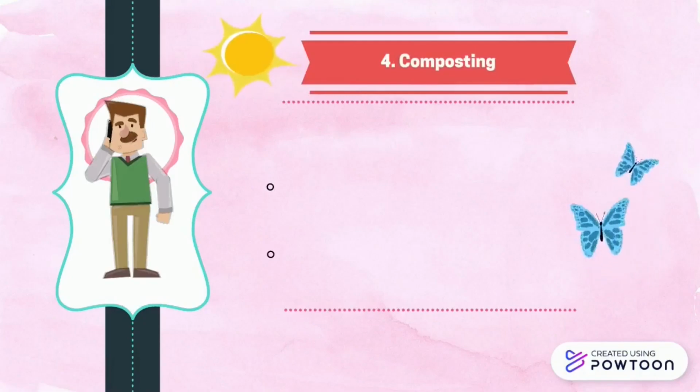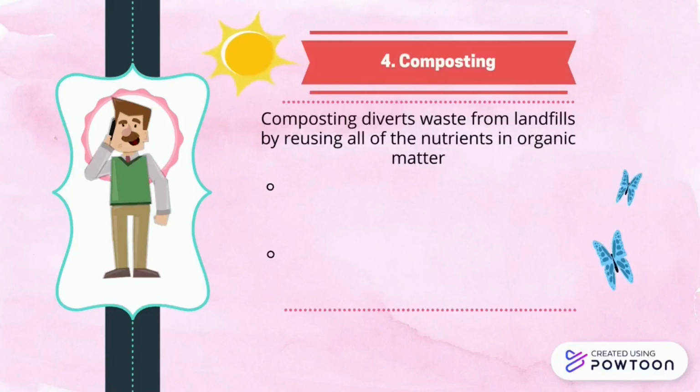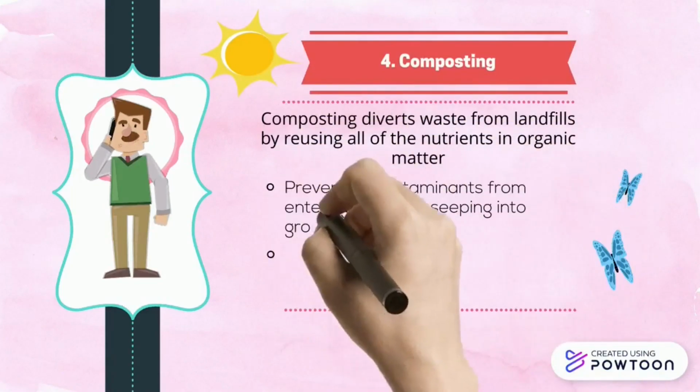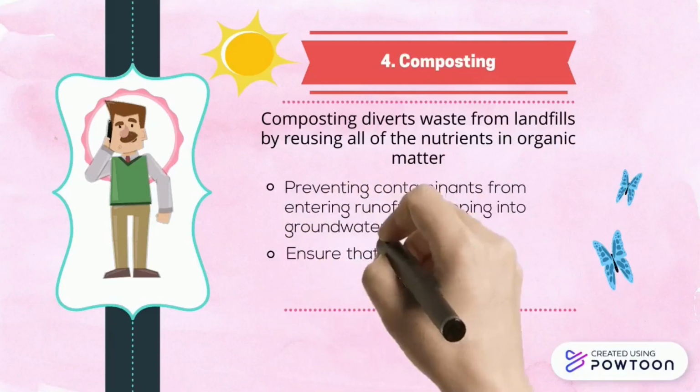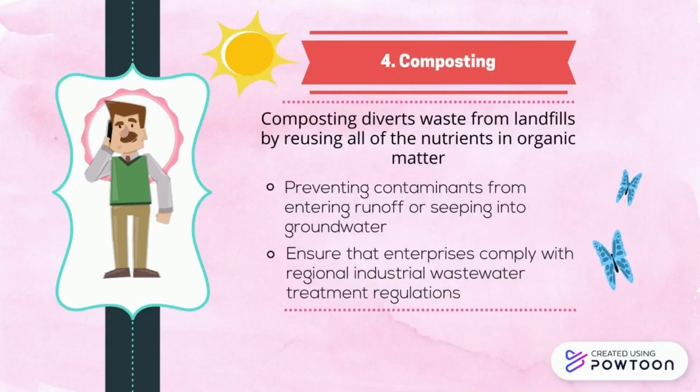Number 4 is composting. Composting diverts waste from the landfill by reusing all the nutrients in organic matter and creating a reusable byproduct in the process, which is beneficial to both your garden and the environment. By preventing contaminants from entering runoff or seeping into the groundwater, composting aids in the prevention of water pollution.